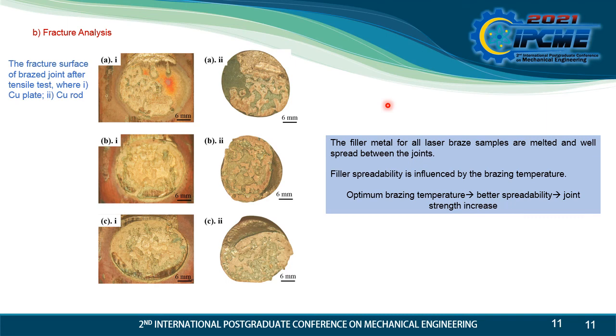Fracture analysis. The filler metal for all the laser brazed samples is melted and well spread between the joints. Filler spreadability is influenced by the brazing temperature, where optimal brazing temperature results in better spreadability and joint strength will increase.